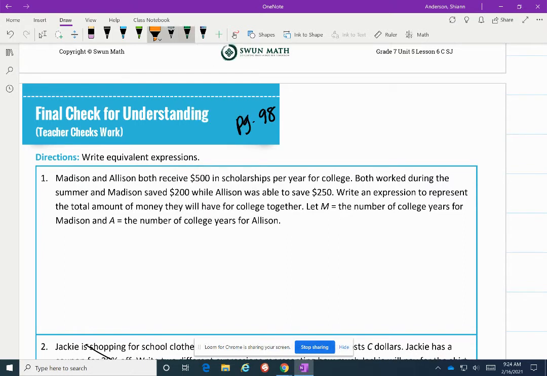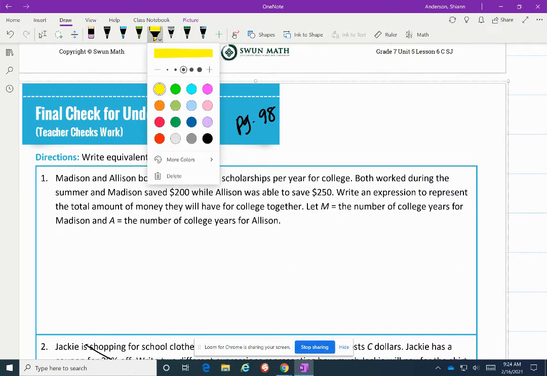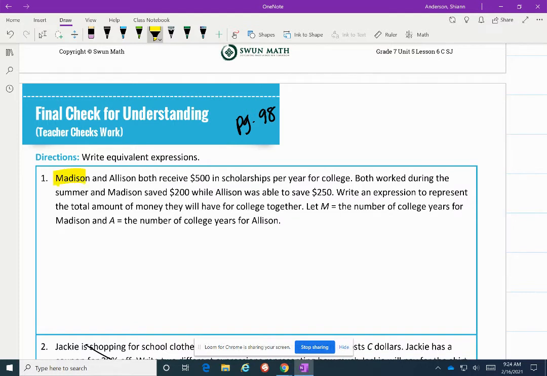So let's go ahead and highlight just our key terms. We know we want a combined of Madison and Allison. They both received $500 in scholarships per year for college. Both worked during the summer. Madison saved $200 while Allison was able to save $250. Write an expression to represent the total amount of money they saved for college together. Let M equal the number of college years for Madison and A the number of college years for Allison.